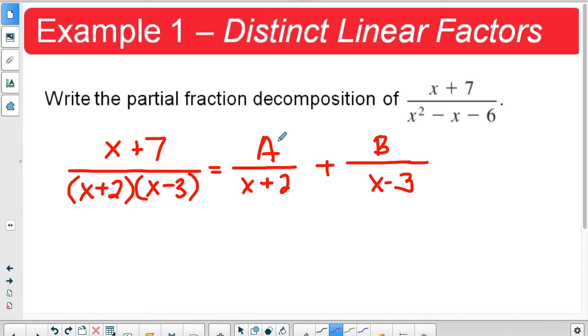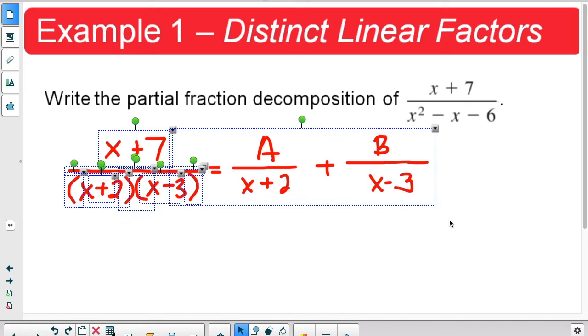So 0, we won't have any variables. So here, because both of the degrees of the denominators are 0, we won't have any variables in the numerator.